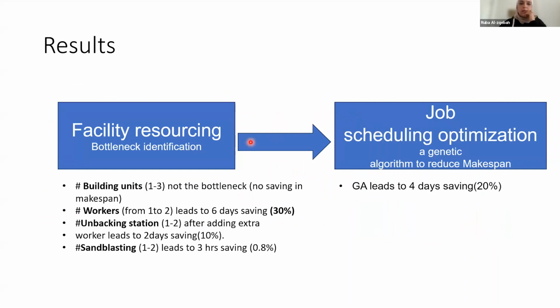So here's the facility resourcing. We see the number of workers was the bottleneck, with a 30% improvement in makespan. Changing the unpacking station from 1 to 2 just saves 10%. Sandblasting has less effect, it changed 0.8%, but when it's combined with GA it led to 20% savings. So there's always improvement when it's combined with the genetic algorithm.